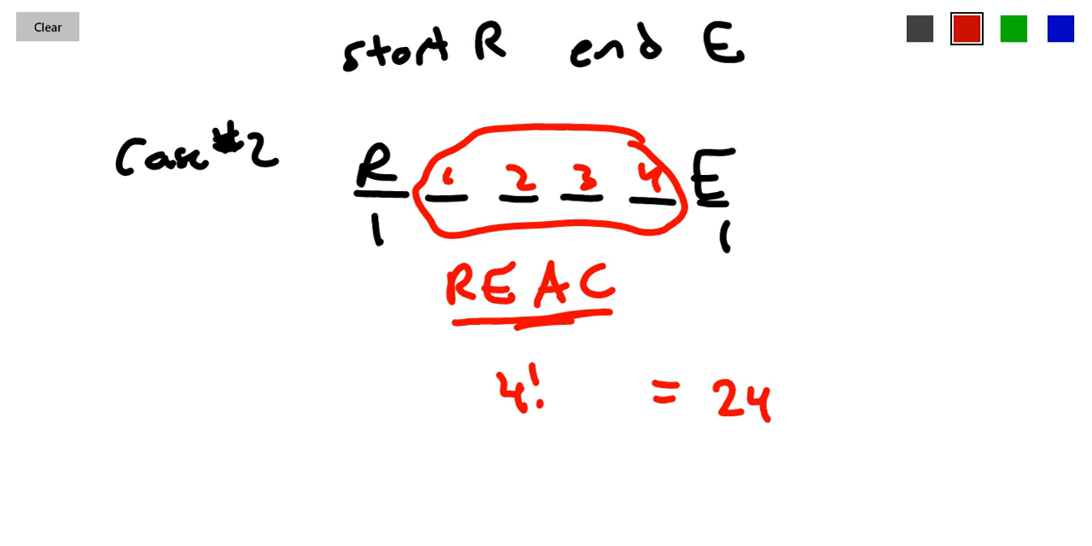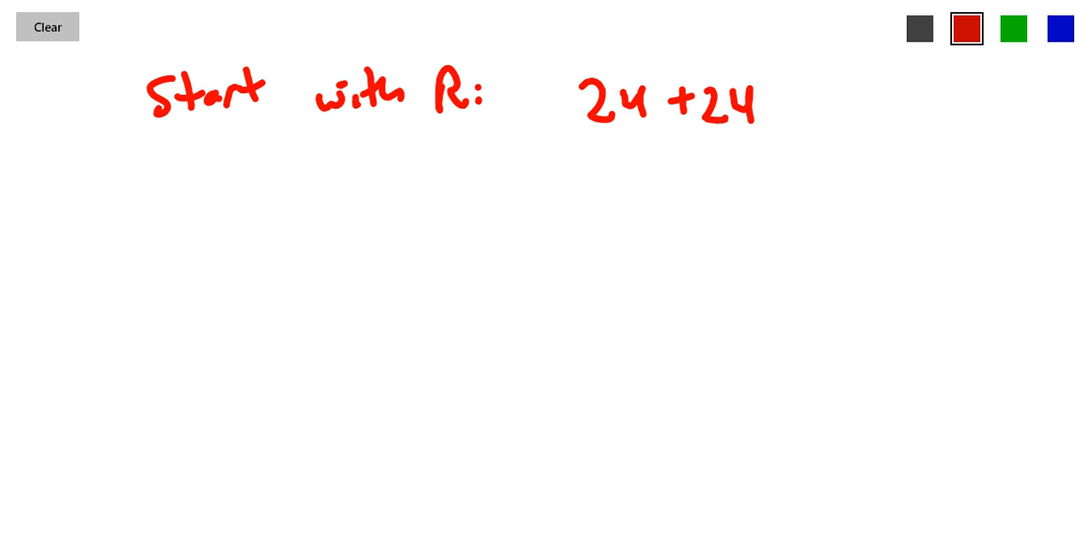So if I start with an R, case number 1 and case number 2, that's it. There's no other letter I can end with because we're not allowed to end with an R. It either ends with an A, a C, or an E. So therefore, if I start with an R, then I have 24 if I end with an A or C, 24 if I end with an E. So there's 48 different ways of starting with an R and not ending with an R.